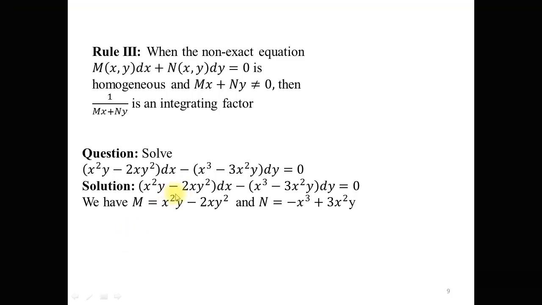The degree is 3 in this term. The degree is also 3 in this term. So the m function is homogeneous. Now check the n function. If the degree of each term in the n function is equal, then the n function will also be homogeneous. So in this term the degree is 3, and in this term 2 plus 1, the degree is also 3. So the m function and n function are homogeneous. So if the m and n functions are homogeneous, then the given differential equation will be homogeneous.